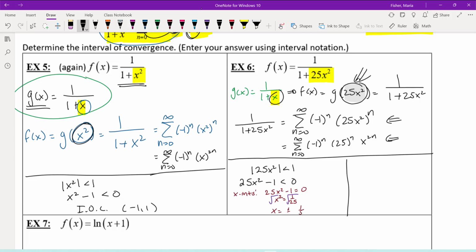Therefore, if we were to graph this, here at negative 1/5 and here at positive 1/5, I'd be crossing the x-axis. So my polynomial would look something like this, which means that if I'm trying to find out where I'm below the x-axis, it's going to be all the numbers between negative 1/5 and positive 1/5. Therefore, that interval of convergence is negative 1/5 to positive 1/5.